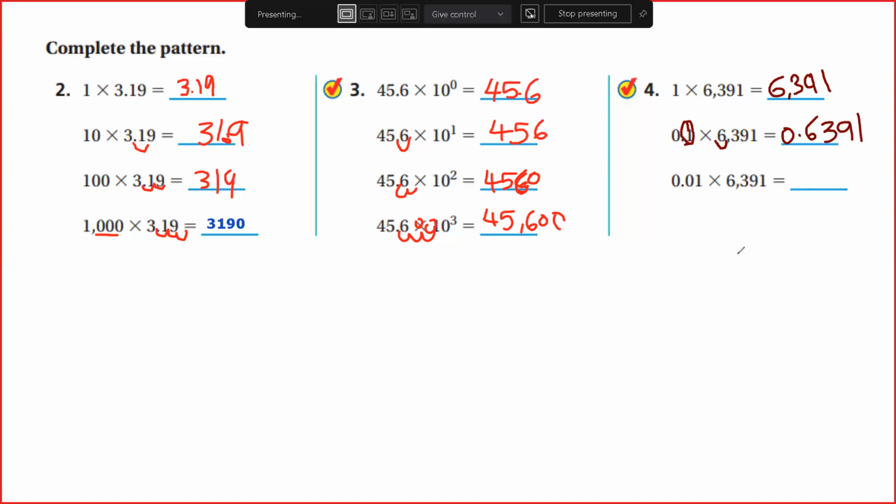639.1. The second one, 0.01 times 6,391. Where do you have to move the decimal point? To the left. How many digits? Look here. How many digits after the decimal point? 2. So 63.91, and the decimal point will be here. Okay, thank you. You're welcome.